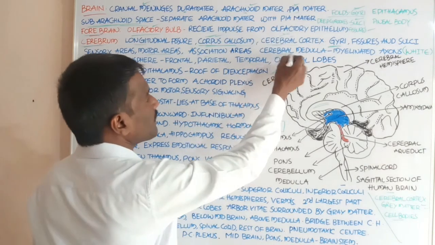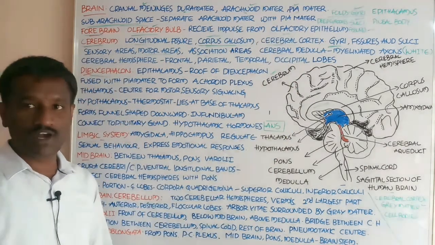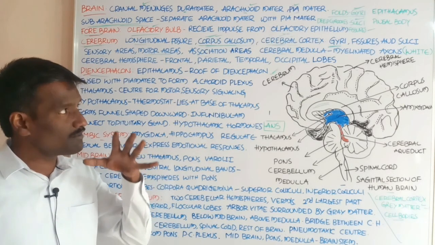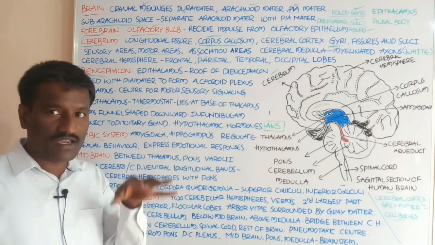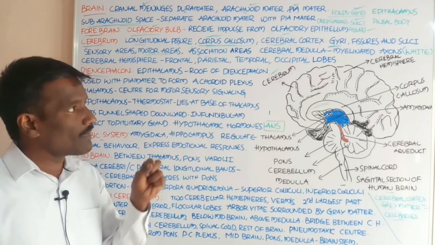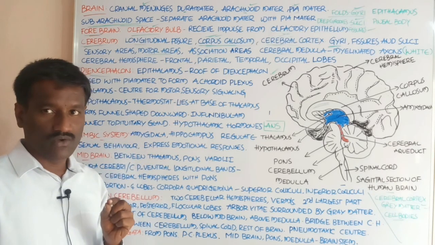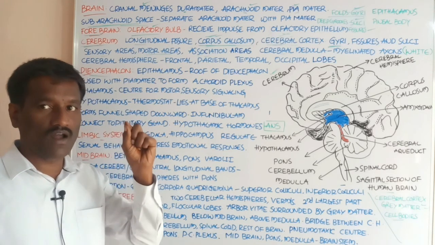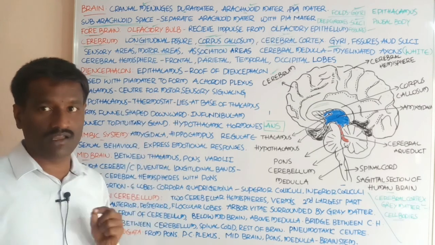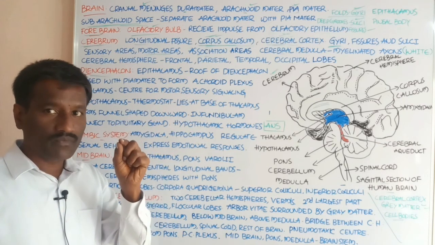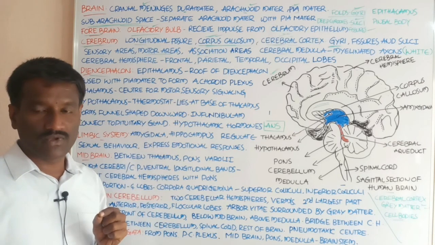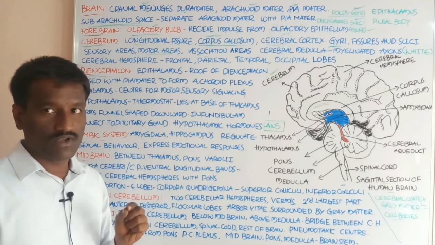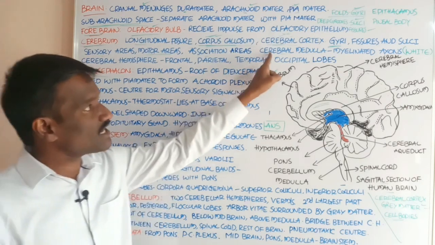Next, students, what about the cerebral medulla? The inner part of the cerebrum is called the cerebral medulla. The cerebral medulla is composed of myelinated axons. The cell bodies of neurons are present in the cerebral cortex, and at the same time the axons of the neurons are located or concentrated in the cerebral medulla.